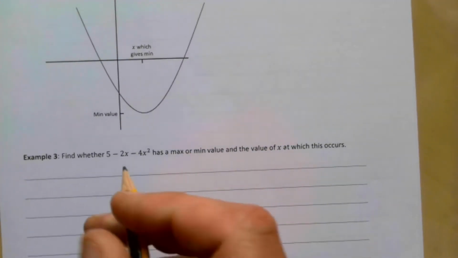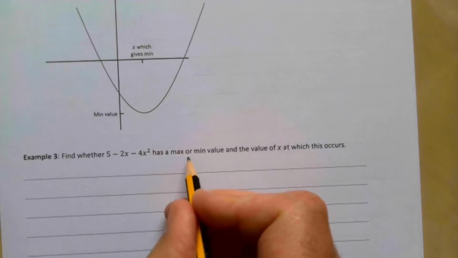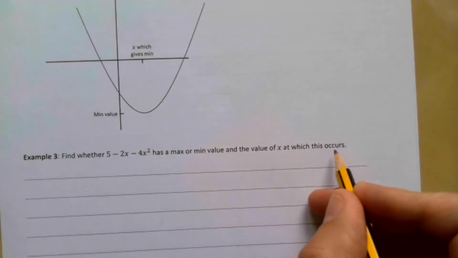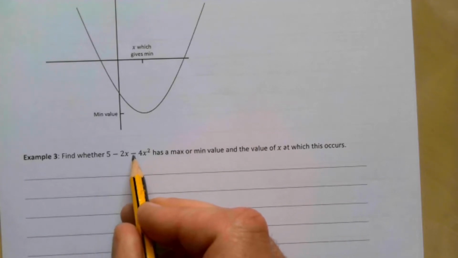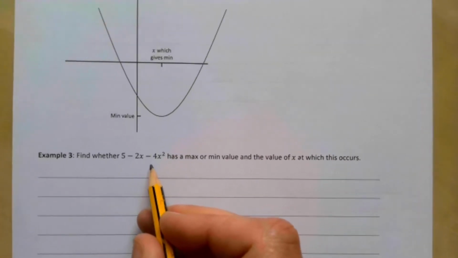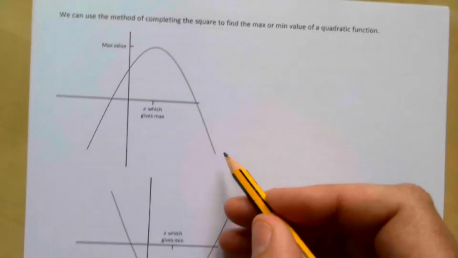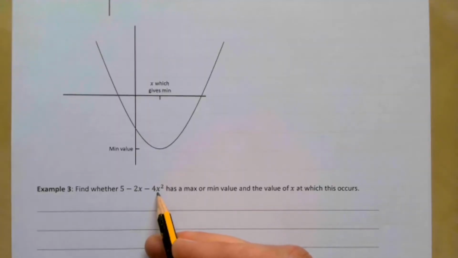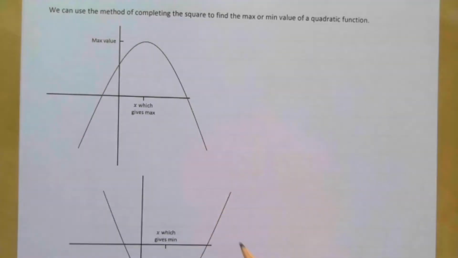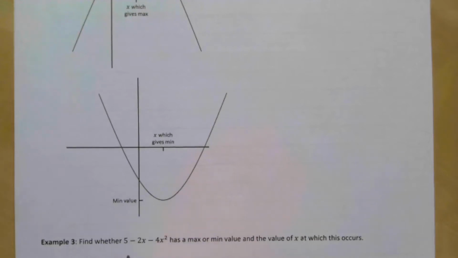Find whether 5 minus 2x minus 4x squared has a maximum or minimum value, and the value of x at which it occurs. Incidentally, I hope you know that the minus 4x squared tells us it's going to be this shape as opposed to this shape. The negative x squared term in the quadratic tells us that it's that shape. But anyway, let's keep ourselves going.